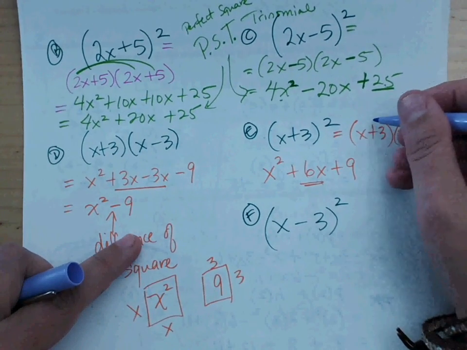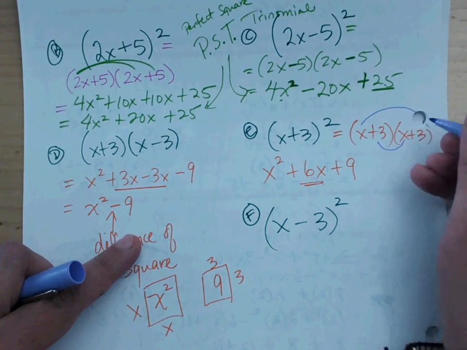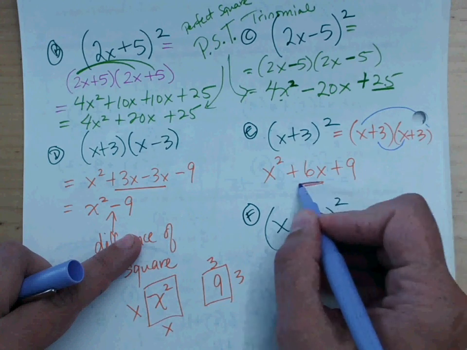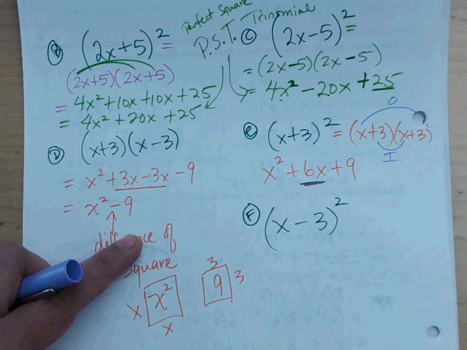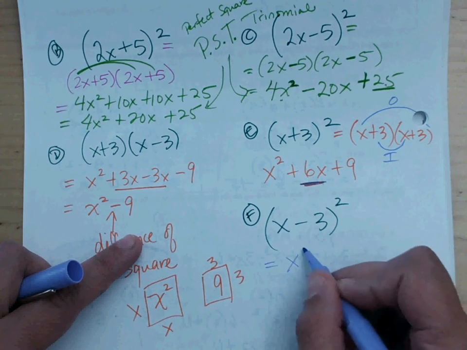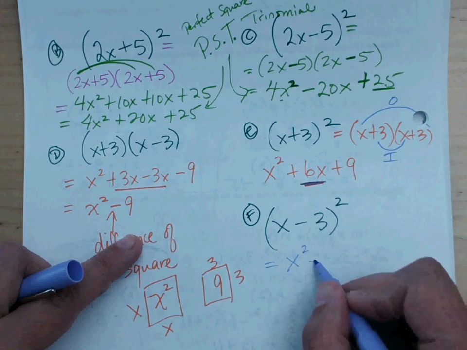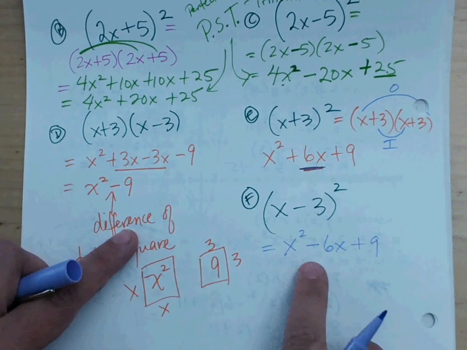Yes, because remember we have the outside and the inside, the OI. Outside, inside is OI, right? So we have the middle term. What's this one going to be? x squared minus 6x plus 9. Does everybody see how we got this answer here?